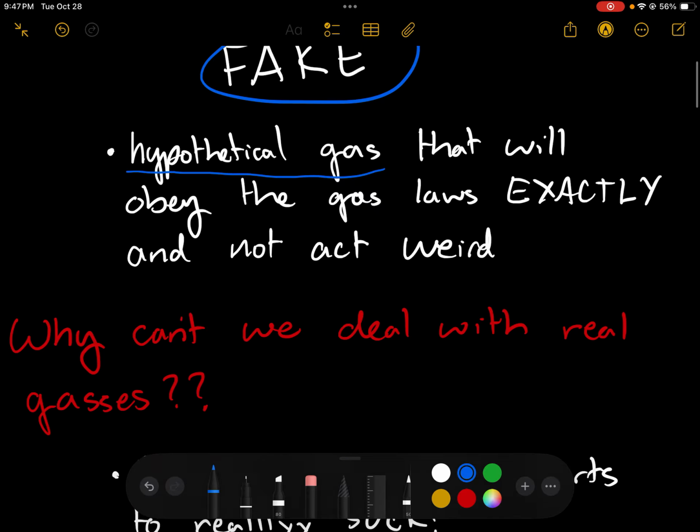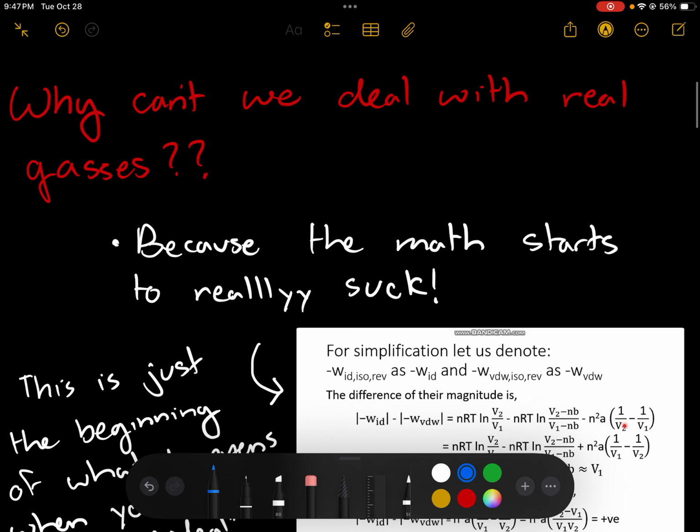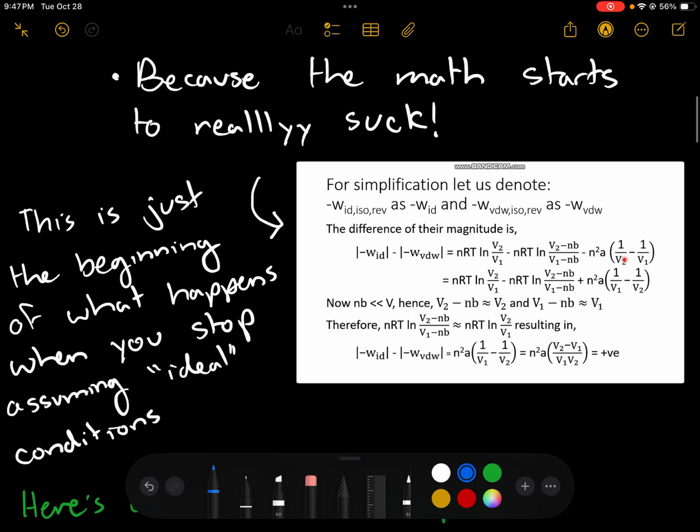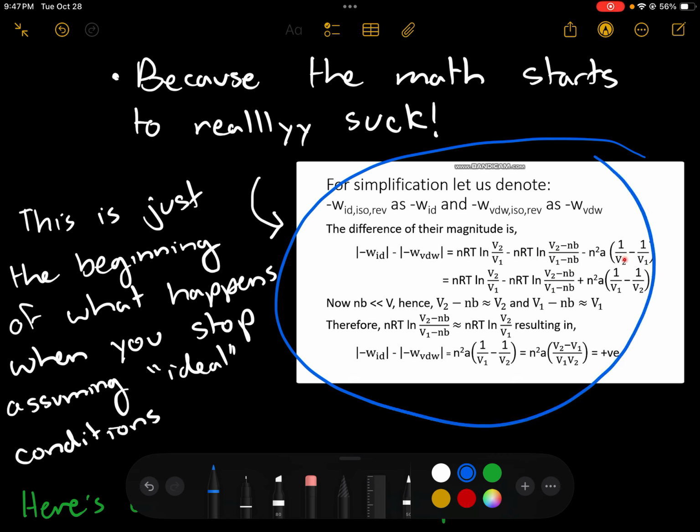So why is it that we cannot deal with real gases in this class? And the answer is quite simply because the math starts to suck. When you stop making assumptions and when you stop believing that your gases are following rules, the math gets terrible. So this over here, this fun little thing, is just the beginning of the type of math you would have to start doing when you stop assuming all of the things that we're about to assume about ideal gases.